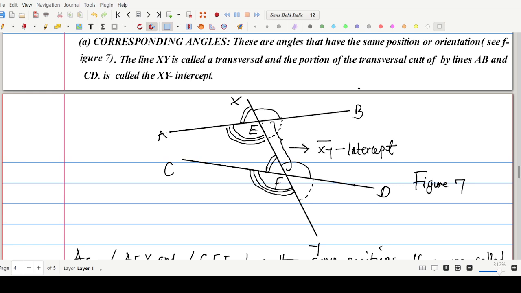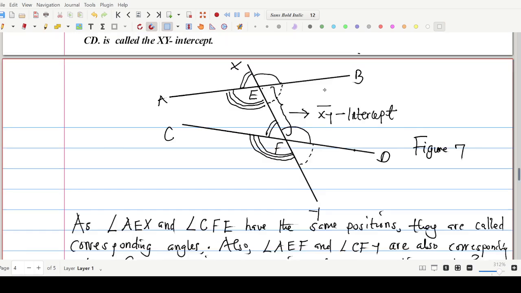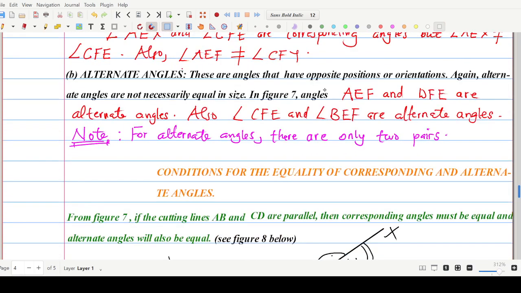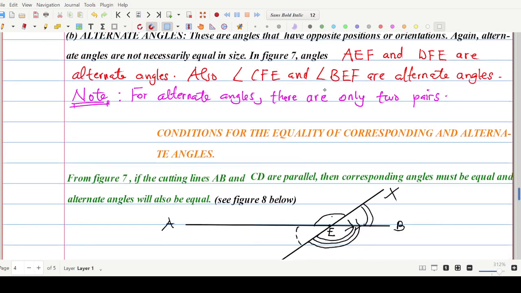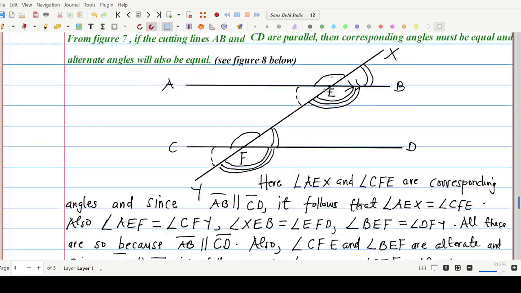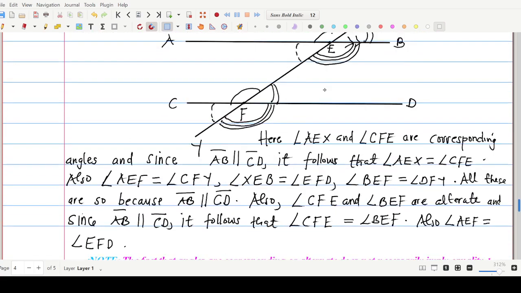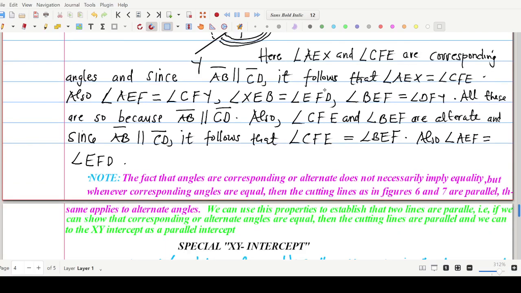So be very careful. Angles may be corresponding but not equal in size. Angles may be alternate but not equal in size. For them to be equal in size, the cutting lines such as AB and CD here must be parallel. It's a necessity. All right, so we're done with that. I've laid emphasis on that already, so I think we can move on. So that is all about a condition for equality of corresponding and alternate angles.